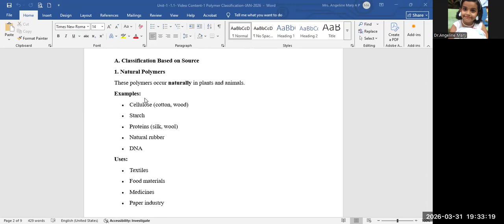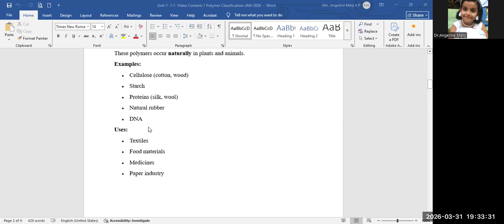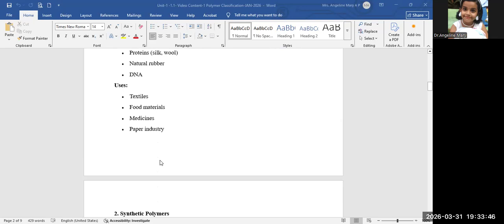For example, cellulose, that means cotton and wood, these come under the cellulose category. Starch, proteins like silk, wool, natural rubber, DNA. These are some examples of natural polymers. Natural polymers are used in textiles, food materials, medicines, and the paper industry.